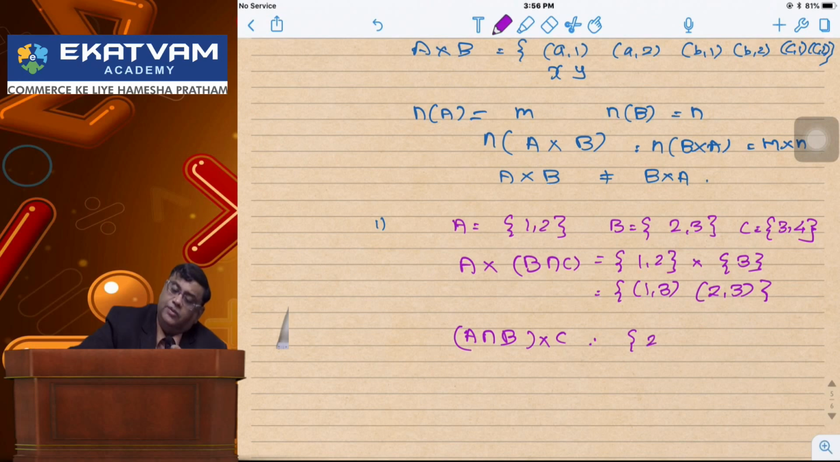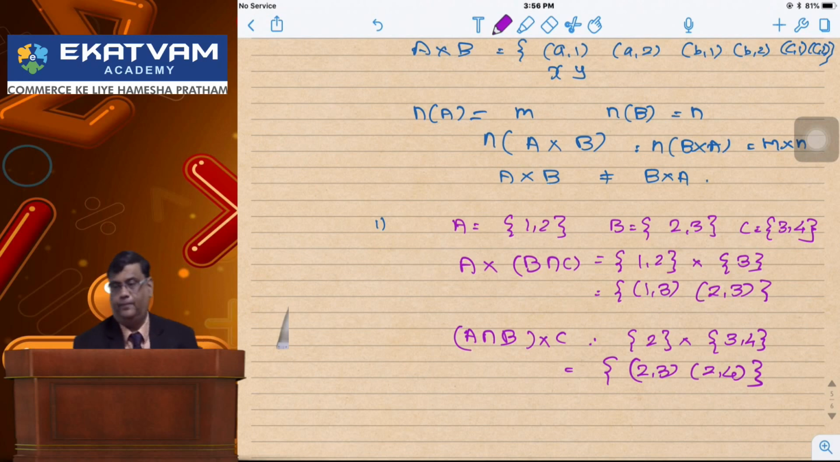However, tell me what is (A intersection B) Cartesian product C. Abhi A intersection B is {2} and its Cartesian product with {3, 4}. So tell me what will this be? It will be (2,3), (2,4). Is that clear? So this is the Cartesian product.